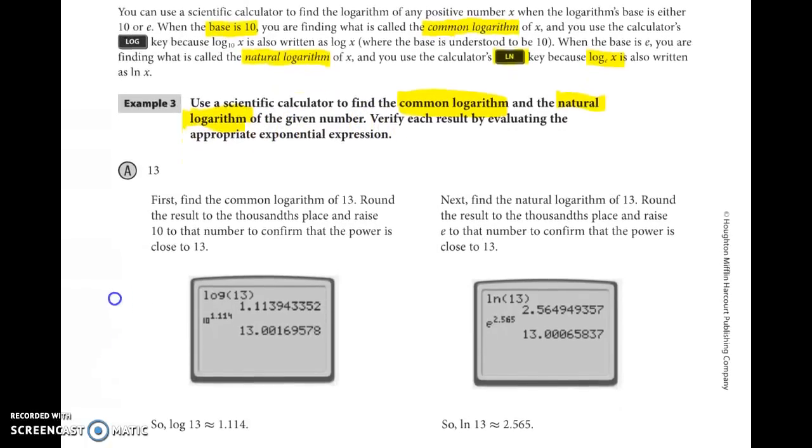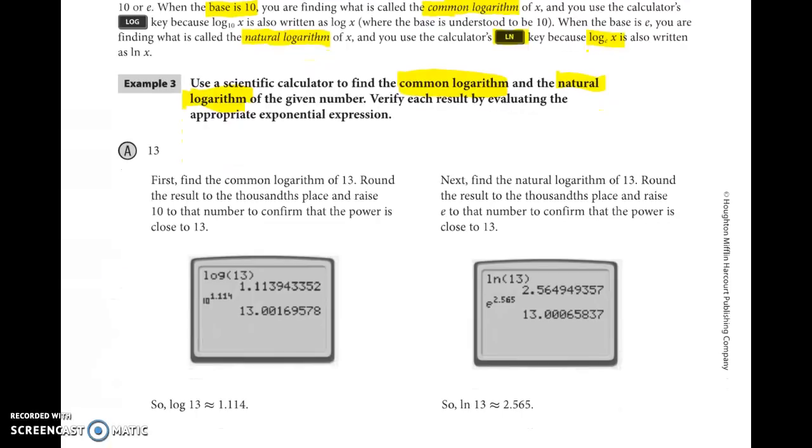So let's see what that looks like in A. So in part A, it says, find the common log of 13. So I'm finding log base 10 of 13, and I'm finding the natural log, which remember is log base e of 13, which is also just written as ln 13. So first find the common logarithm of 13, which they plugged into the calculator right here. Log of 13 is 1.139433352, and so on. And the way that they are confirming it or verifying their results, which it says to do there, is that they then take the base.